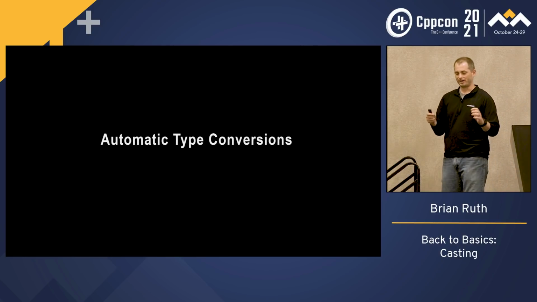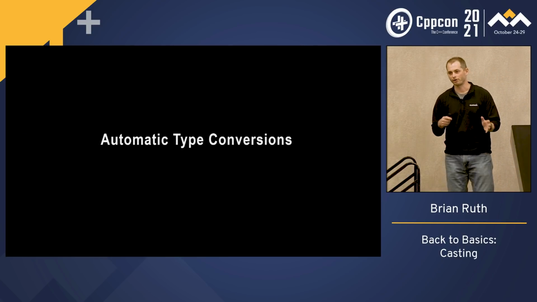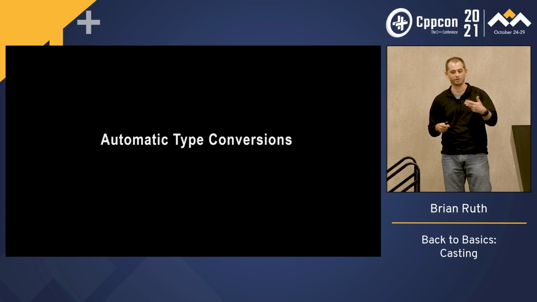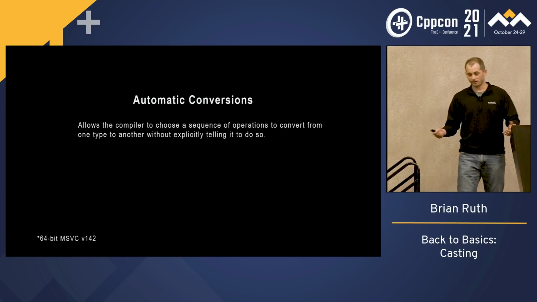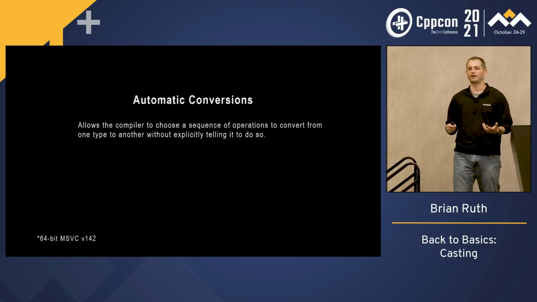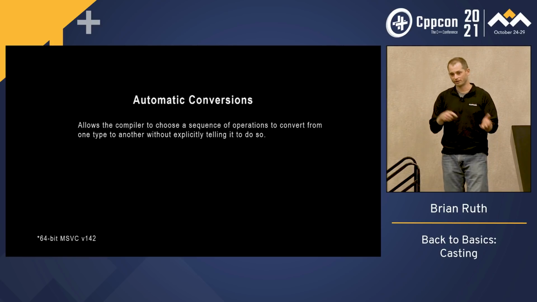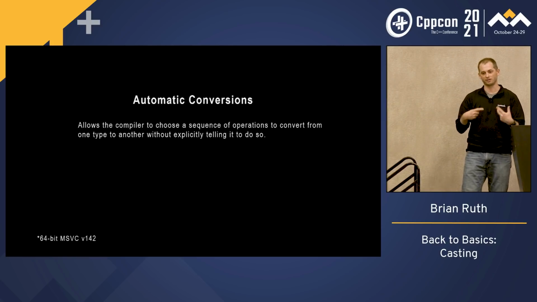So I'm going to talk a little bit about automatic type conversions that the compiler does for you. It's not the purpose of this talk, but a little bit of background is going to be useful for understanding what's going on with casting. So automatic conversions essentially allow the compiler to perform a sequence of operations to convert one type to another without you explicitly telling the compiler to do it.